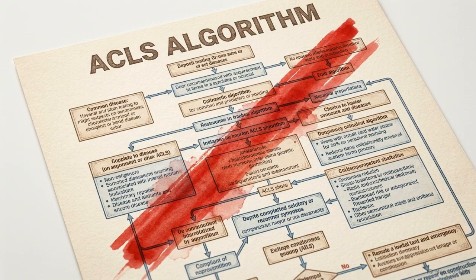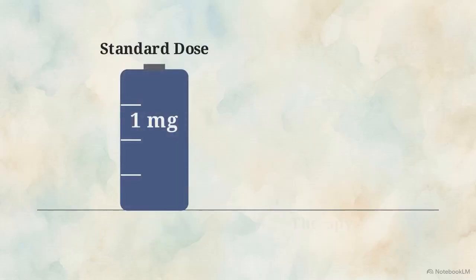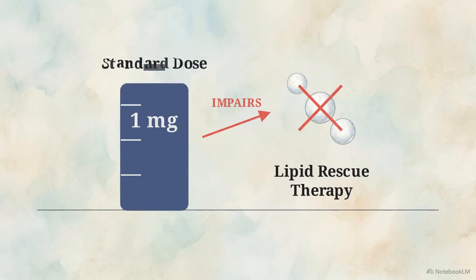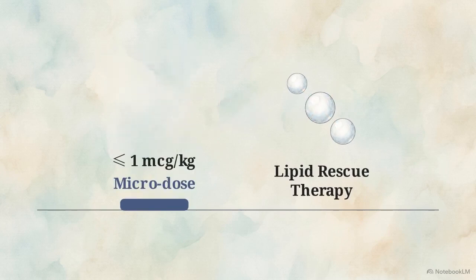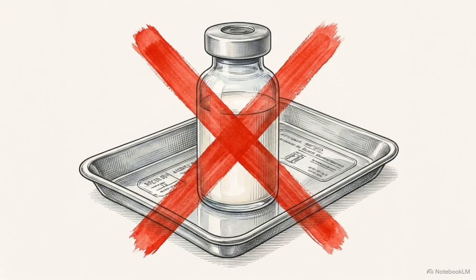Concurrent advanced cardiac life support must be heavily modified. Standard epinephrine doses severely impair lipid rescue therapy. You must aggressively scale down to fractional microdoses. Propofol is strictly avoided for seizure control, as it exacerbates the underlying cardiovascular depression.